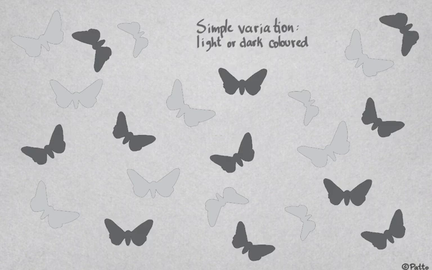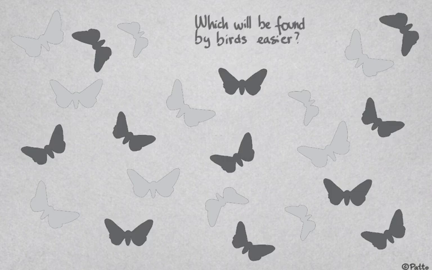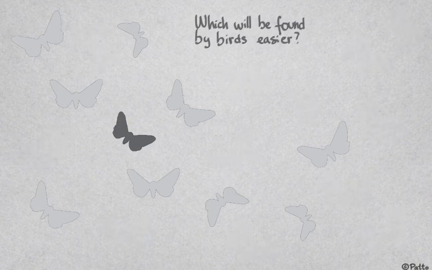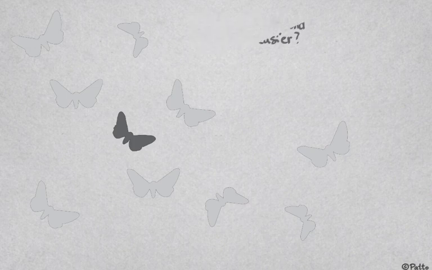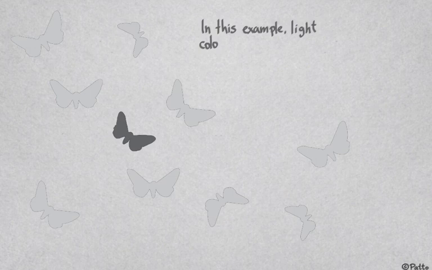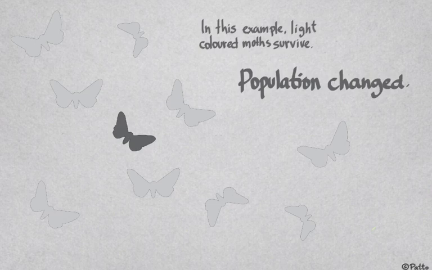But if these moths live in this kind of background that you see over there, which one would be found by birds in an easier way? Which one would be more predated by birds? And if you said the dark ones, yes, you're right. Some lights would be caught, especially when they are moving, and many darks are going to be caught because they're not going to be so well camouflaged. This is actually what happened in the Industrial Revolution. Okay? In this example, light colored moths survive, so the population has changed. It was 50-50, and now the population is mainly whitish.